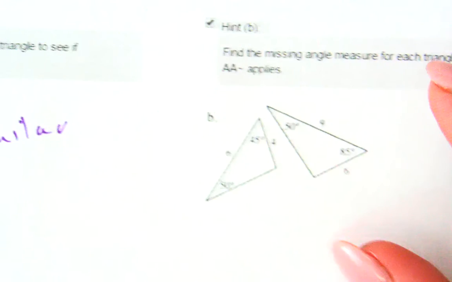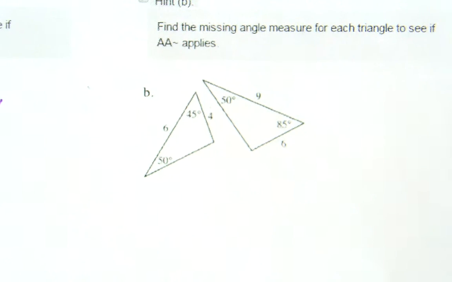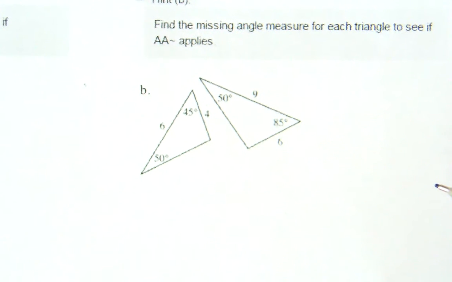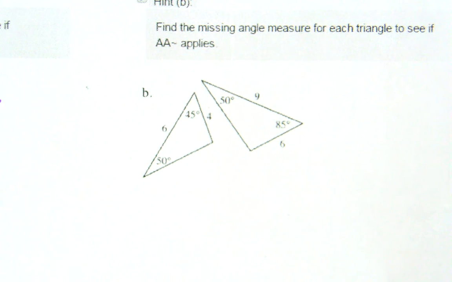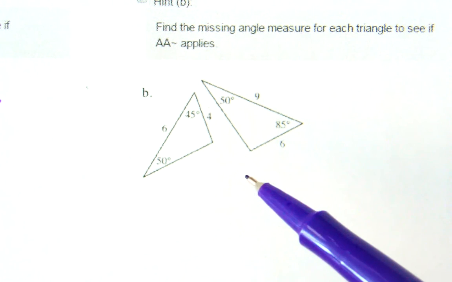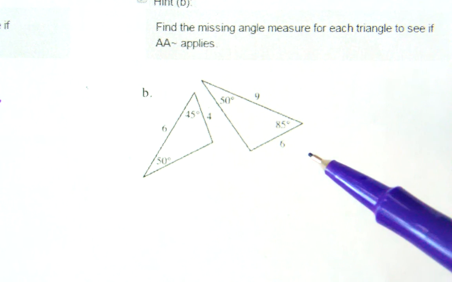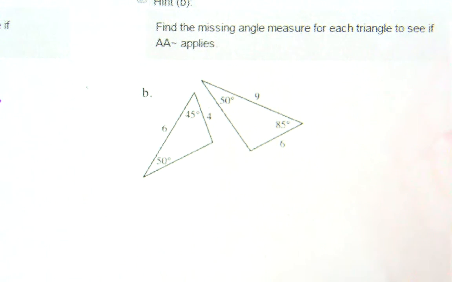All right, part B, same thing. So you want to make sure that the angles are all the same. If they're all the same, then you should be good to go. If they're not all the same, then it's not good to go. Don't pay attention too much to the sides in this one. Just make sure that the angles are all equal. You could find that. Should be pretty easy to do.